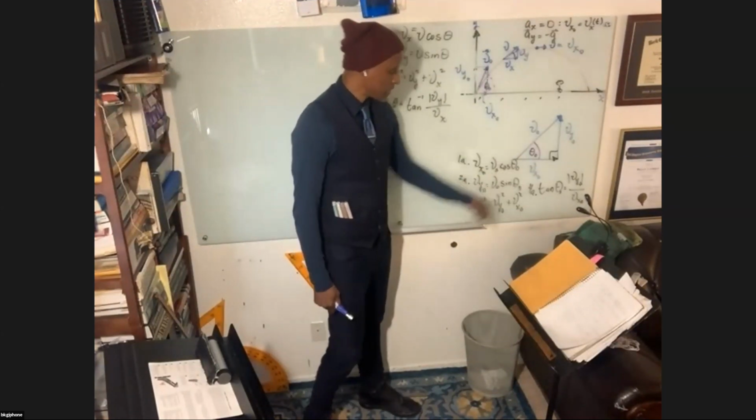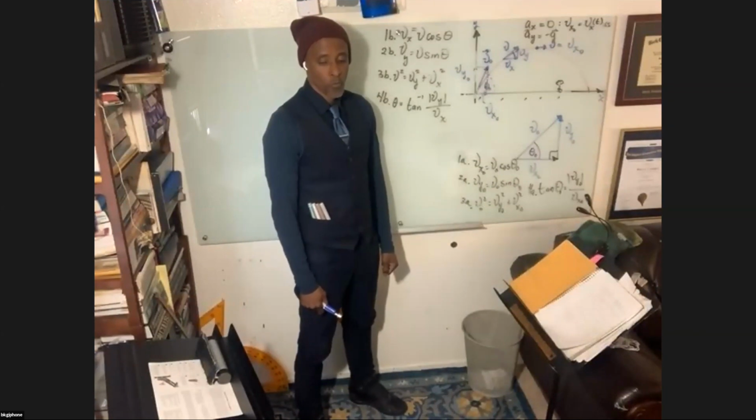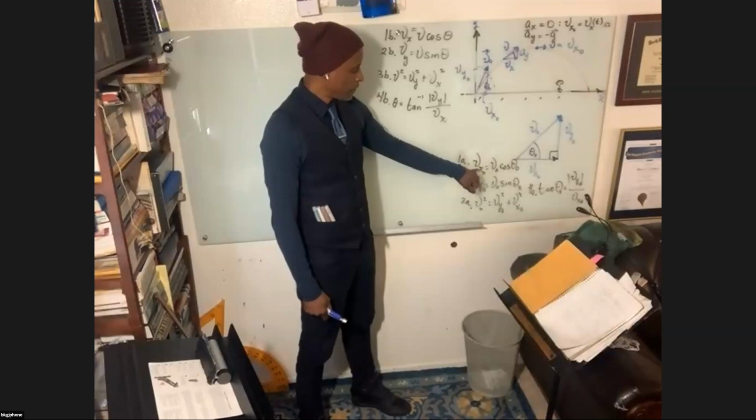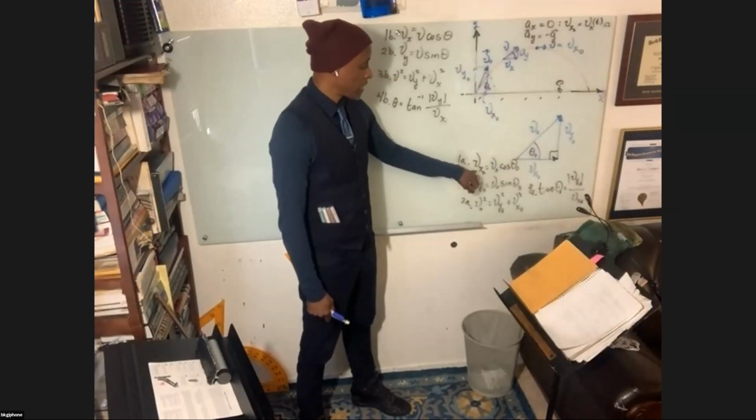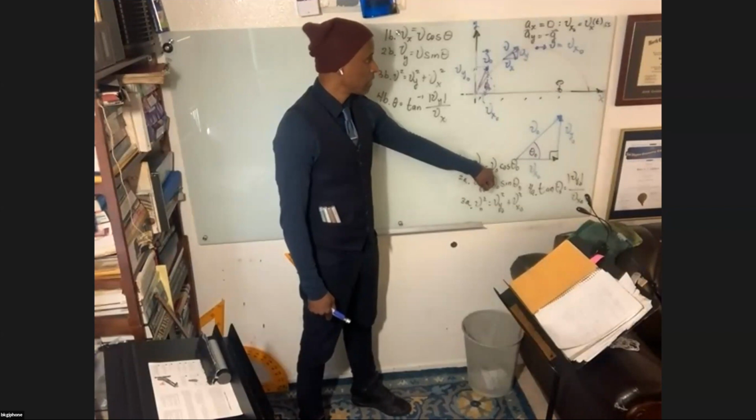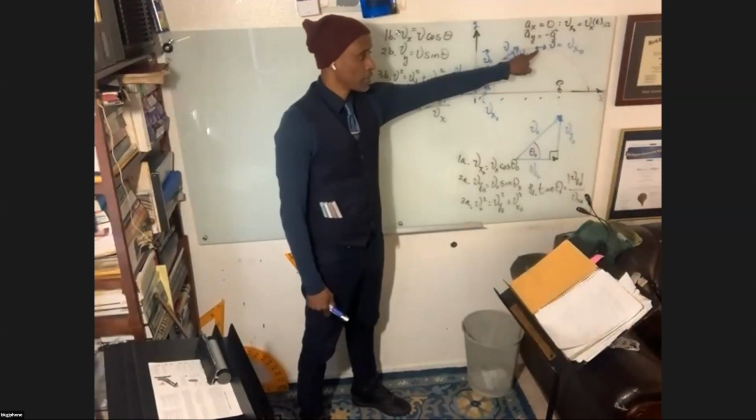What is the cosine of 0? 1. So this equation is telling you that vx naught is equal to v naught times the cosine of 0, so that vx naught is equal to v naught. And that's what I'm showing you at that point.